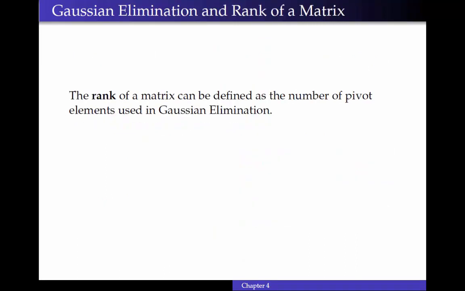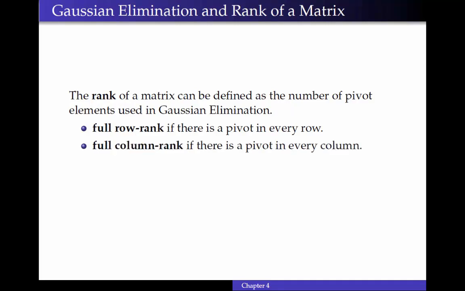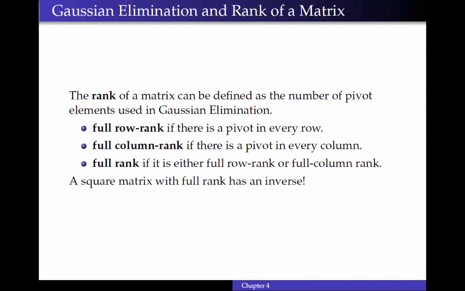So there's a connection between the pivots in Gaussian elimination and the rank of a matrix. The rank of a matrix can be defined as the number of pivot elements used in Gaussian elimination. We say a matrix has full row rank if there is a pivot in every row. A matrix is full column rank if there is a pivot in every column. And a matrix is full rank if it is either full row rank or full column rank. So either one of these conditions is enough to say that a matrix is full rank.